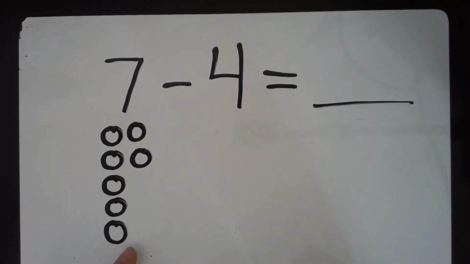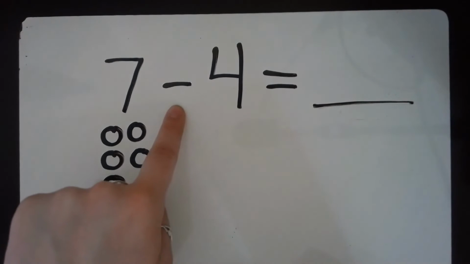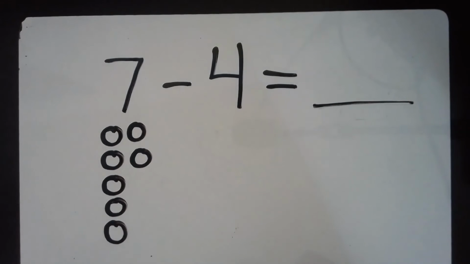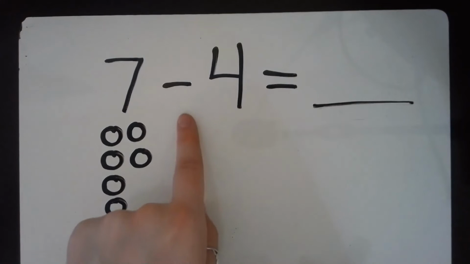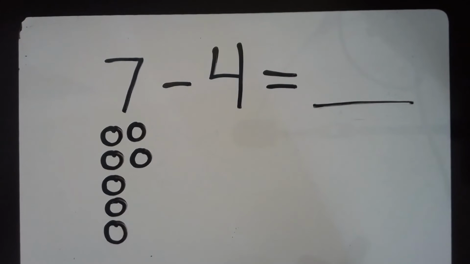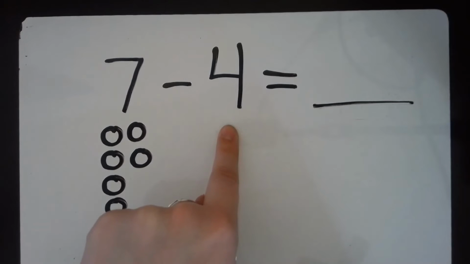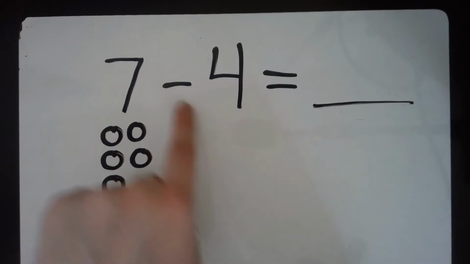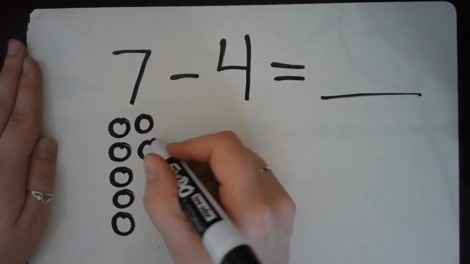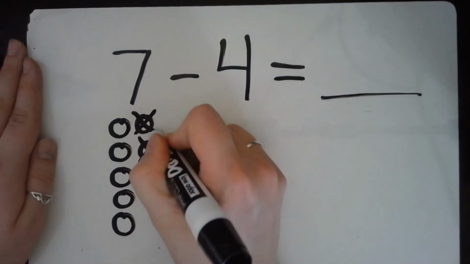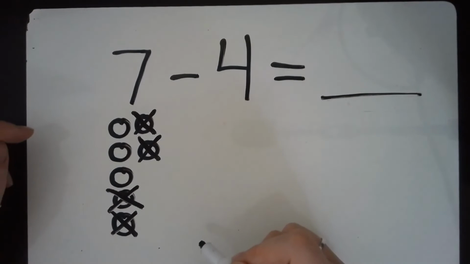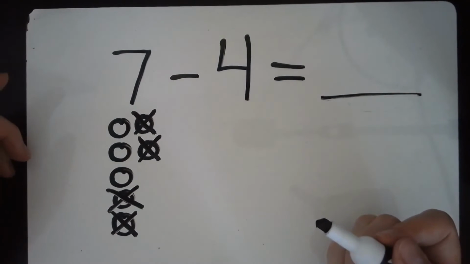Now we need to take away. Our minus sign tells us to take away. We need to find out how many our minus sign is telling us to take away. And how many is our minus sign telling us to take away? 4. Great job. Let's cross out 4 because that is the buddy number next to our minus sign. So we're going to cross out 4. Ready? 1, 2, 3, 4.